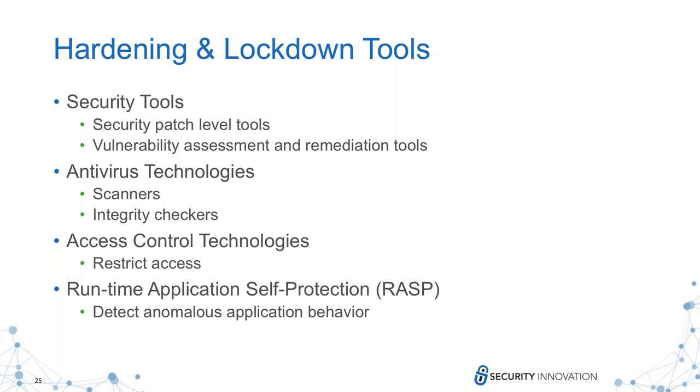Integrity checkers monitor system changes and alert the user when certain changes occur. Access control technologies allow you to restrict access to sensitive physical locations and software systems, respectively. Runtime application self-protection, or RASP, helps detect anomalous application behavior and can help mitigate an attack vector.